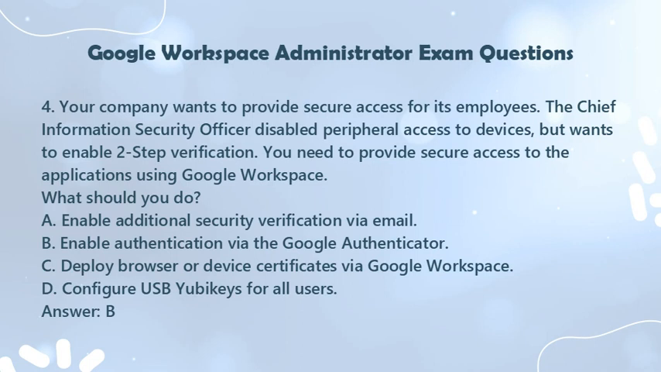4. Your company wants to provide secure access for its employees. The Chief Information Security Officer disabled peripheral access to devices, but wants to enable two-step verification. You need to provide secure access to the applications using Google Workspace. What should you do?